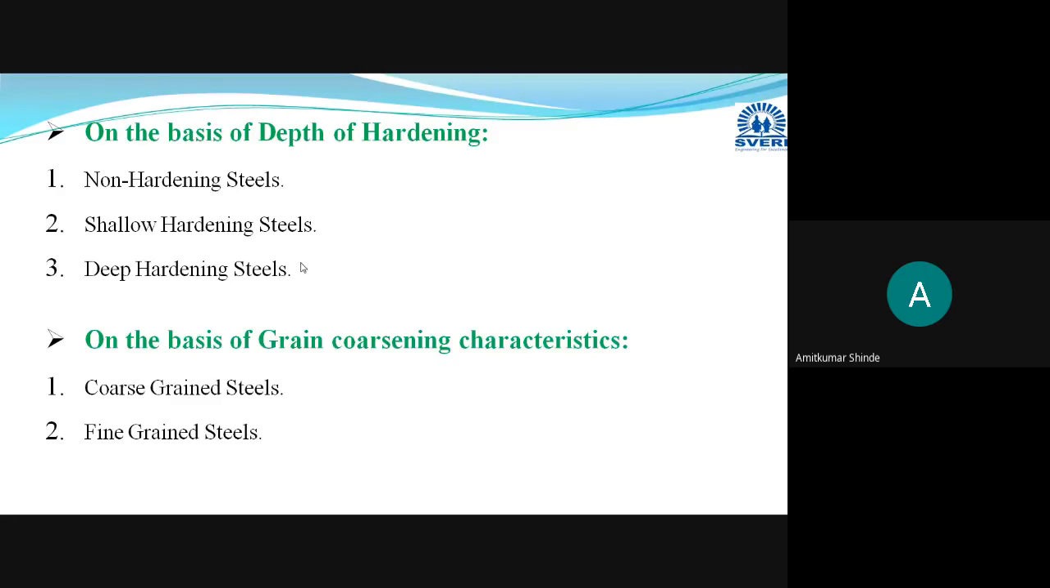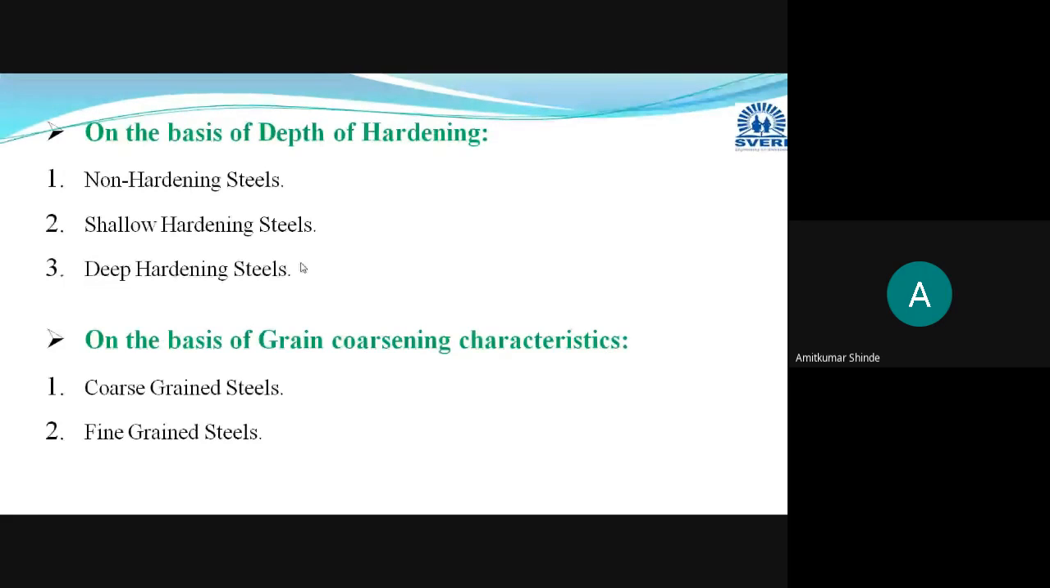That's why it is termed as the shallow hardening steel. It means we can achieve a little bit of depth of hardening, but a higher depth cannot be achieved here. That's why it is shallow hardening steels.